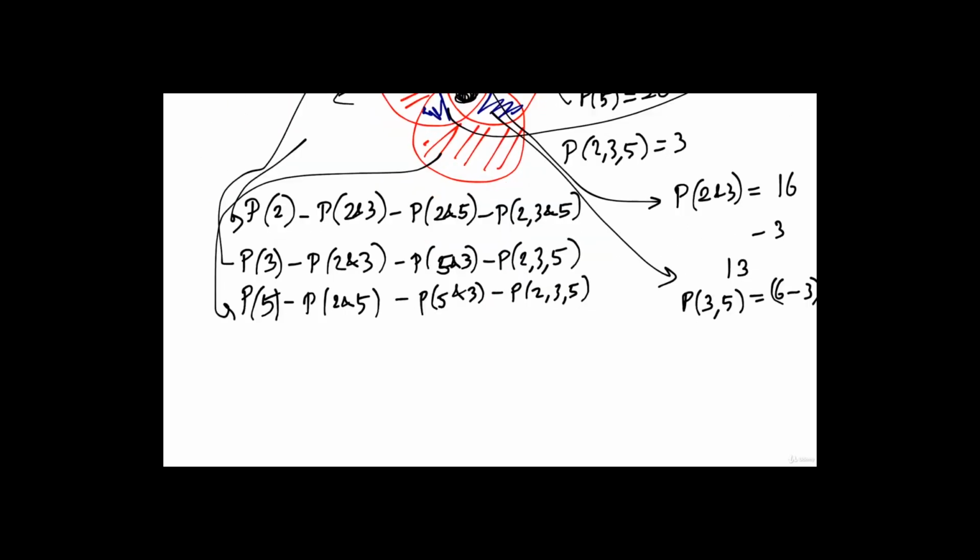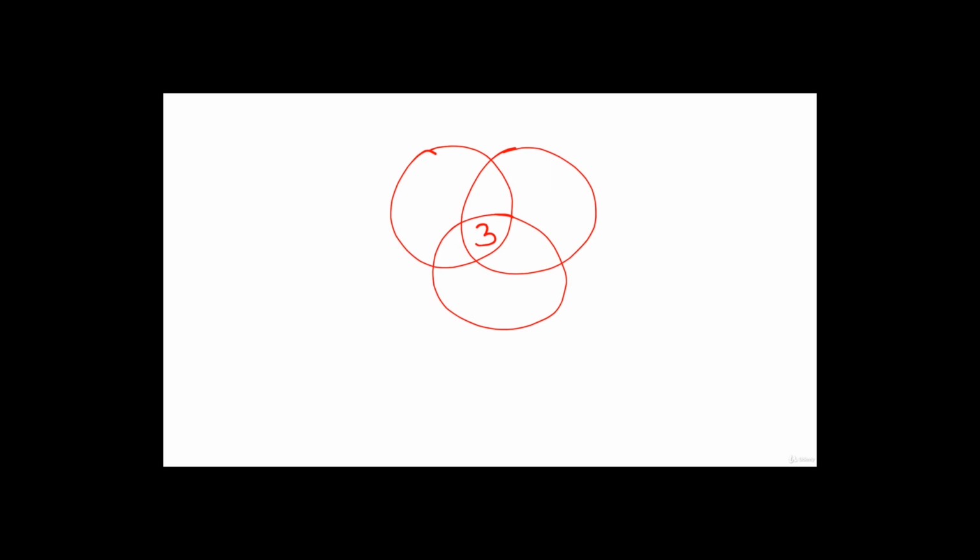Let me draw it again. So these are the 3 circles. The middle region is 3. This region 2 and 3 is 13. This region 2 and 5 is 7. This region 3 and 5 is 3.